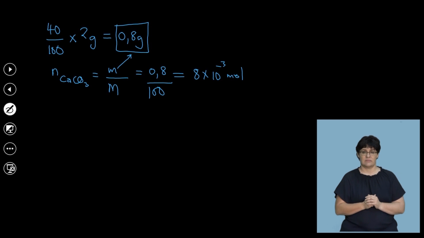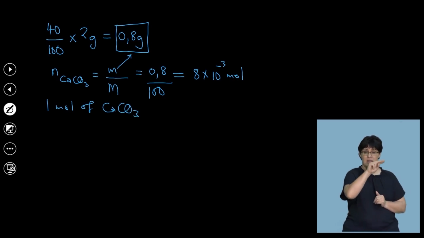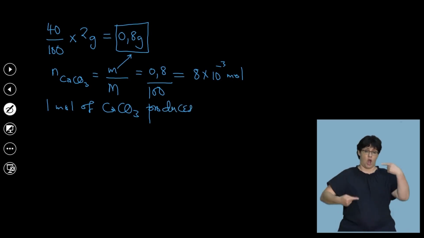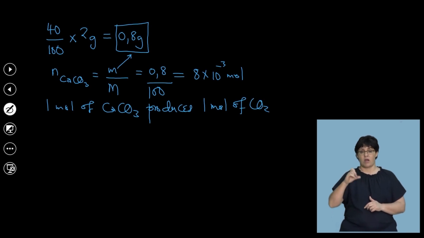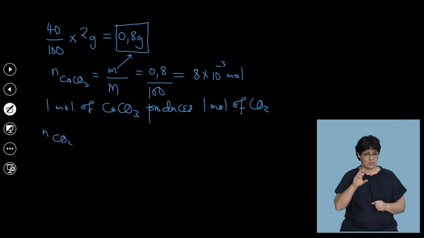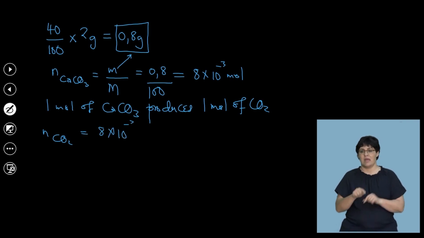Now what do we know from the balanced equation of reaction? 1 mole of calcium carbonate produces, so that's the main argument, a mole of carbon dioxide gas. All right, now how many moles do we have then? It means there will be the same number of moles. So number of moles of CO2 gas is equal to 8 times 10 exponent negative 3 moles.